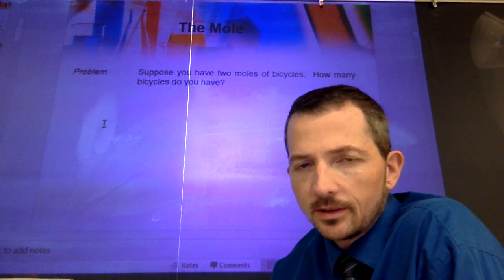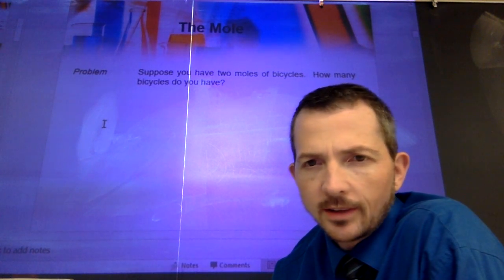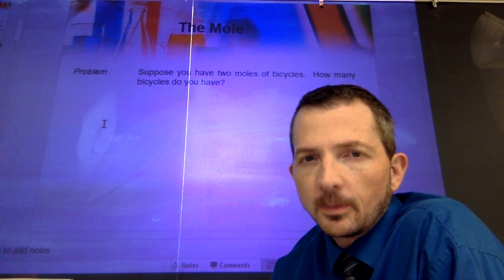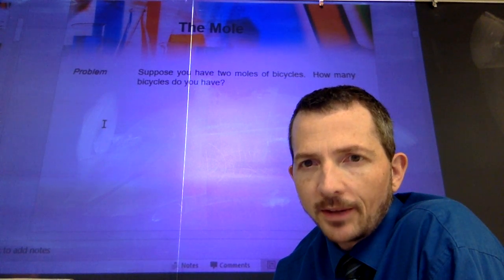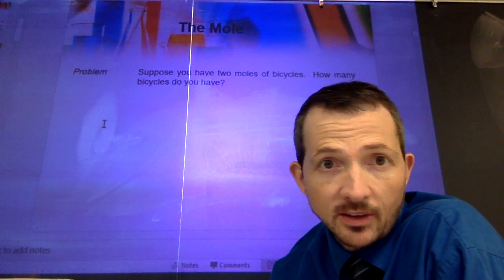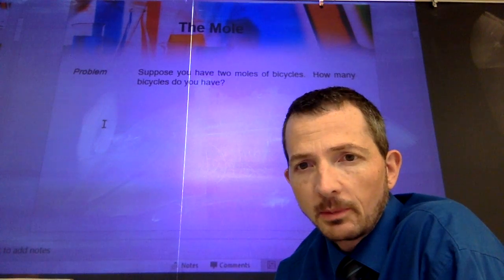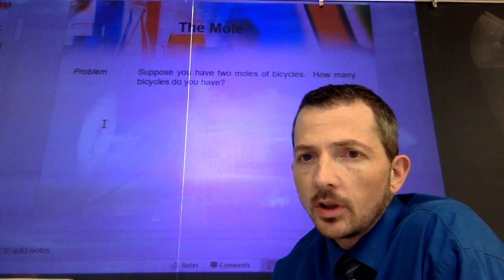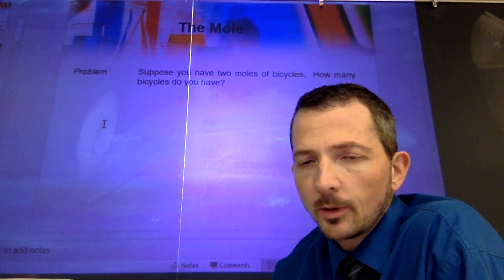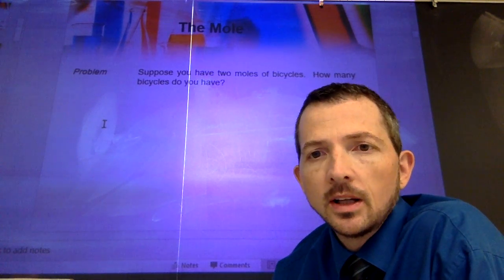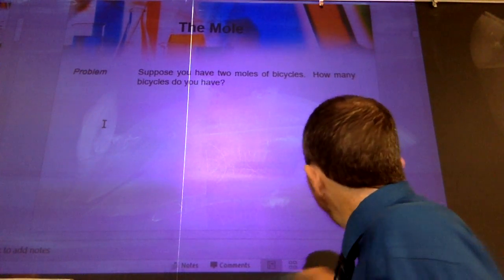So here, before we get to looking at atoms and molecules, let's look at bicycles. Suppose you have 2 moles of bicycles, how many bicycles do you have? Well, let's just say if it said, suppose you have 2 dozen bicycles, how many bicycles would you have? Well, you know a dozen's 12, so 2 times 12 would be 24, you have 24 bicycles. Same thing with Avogadro's number.